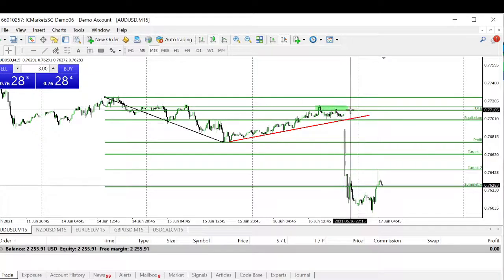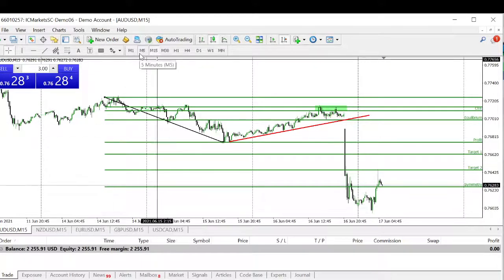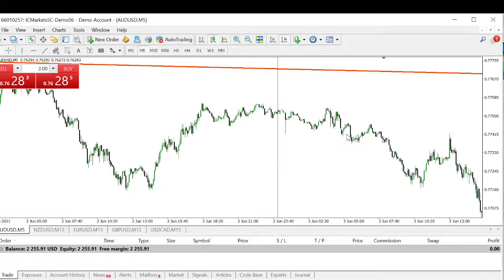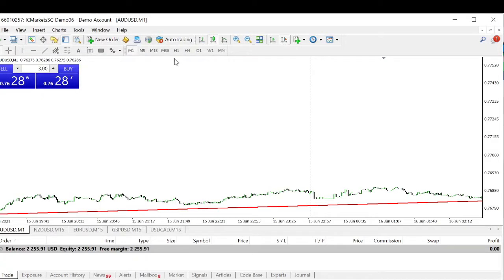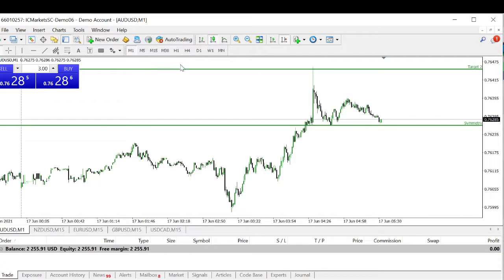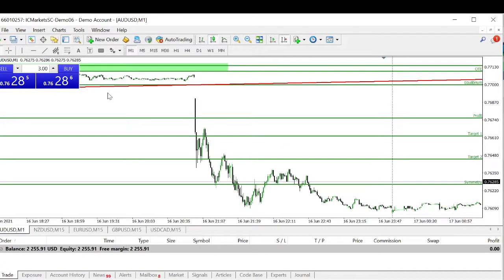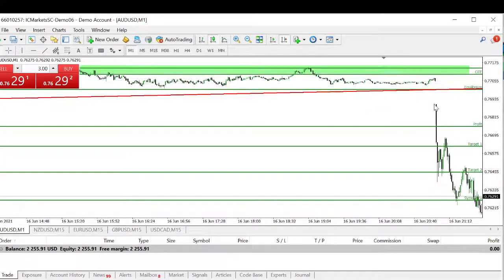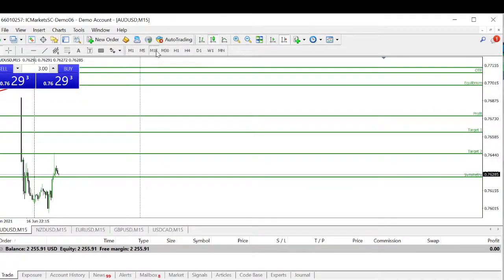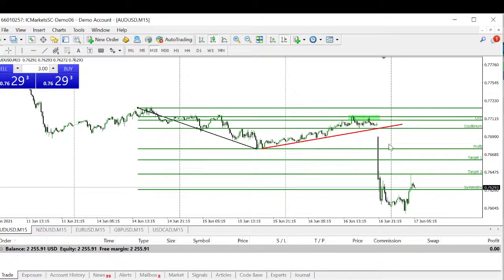it was retesting this region. Looking at the 5-minute chart, you can see how it was behaving, and looking at the 1-minute chart, the same thing. So basically, whenever you see the market reaching this region, looking at the short-term range, it can be a good way to enter.